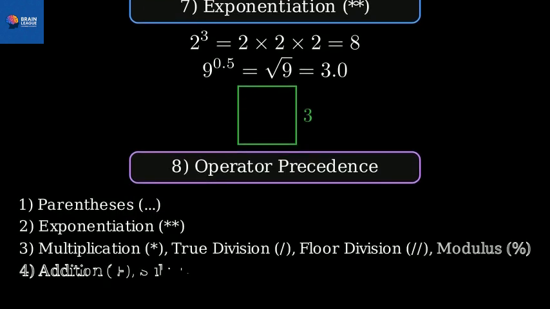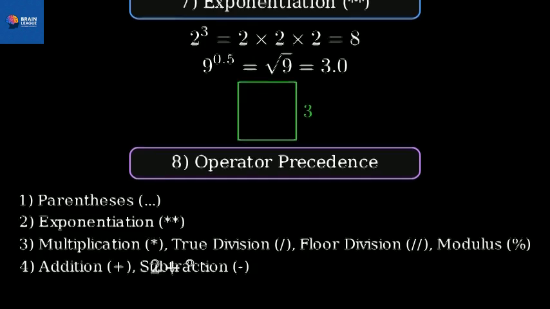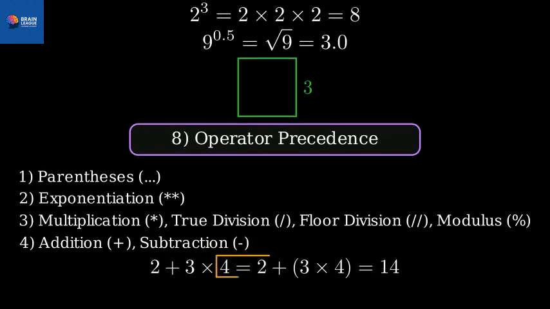Consider 2 plus 3 times 4. Multiplication happens first. So it's 2 plus 12, which equals 14. But with parentheses, open parenthesis 2 plus 3 close parenthesis times 4, we get 5 times 4, which equals 20.